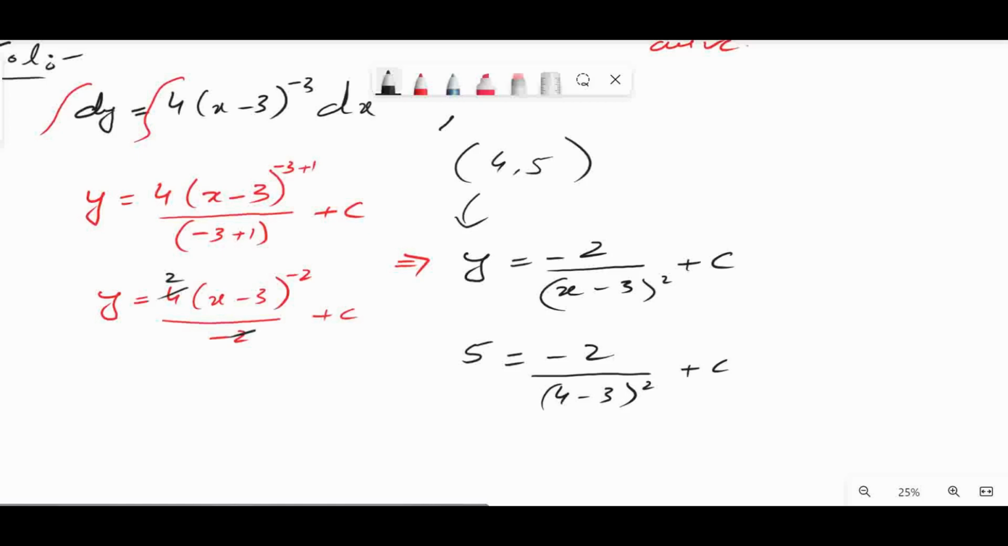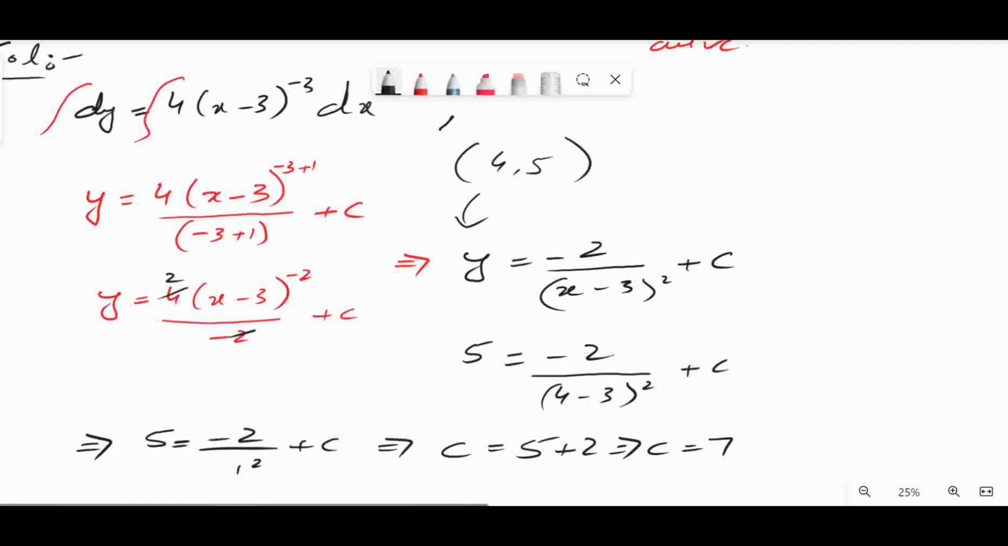Now if we simplify it, 4 minus 3 is 1, so we don't need to simplify it further. We can write 5 is equal to minus 2 divided by 1 square, which is 1, plus c. So c will be equal to 5 plus 2. So finally c will be equal to 7.